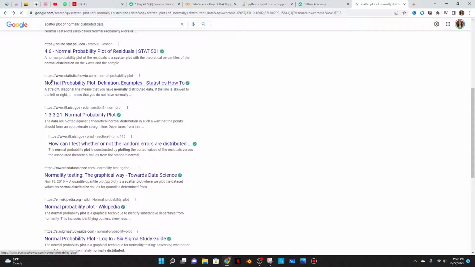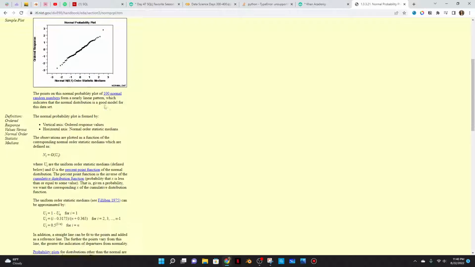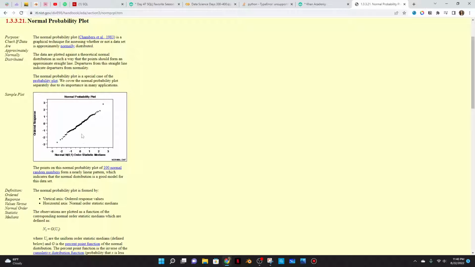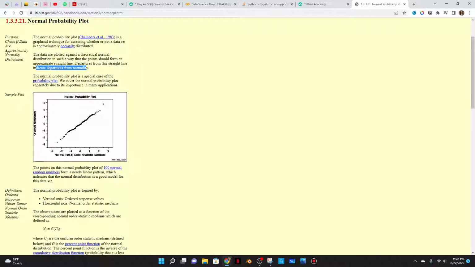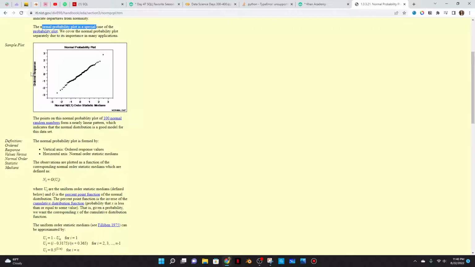And this is not helping. So it's ordered response and then normal statistic medians. I wonder. So what actually is this? It's the histogram and then, what? Theoretical normal distribution in such a way that the points should form an approximate straight line, departure from the straight line indicates departures from normality, blah blah blah. But then what exactly am I plotting? Like what?